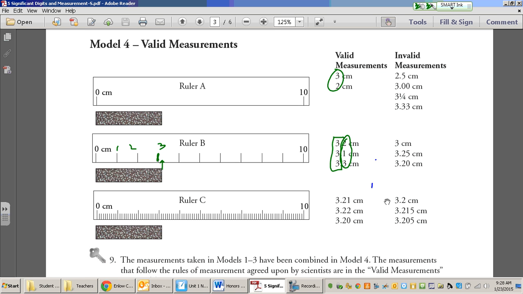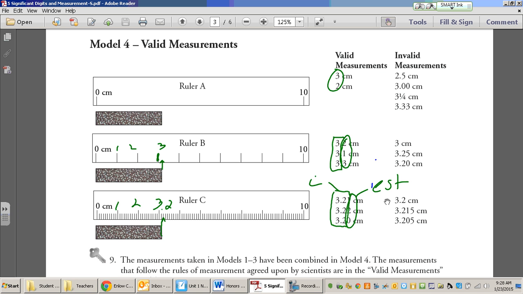And then ruler C, there's lots and lots of little markings. So which ones are for certain? Here. The 3s and the 2s, right? So the 3.2 is certain on all of theirs because they could see right there, there's 1, 2, 3, and then 0.2, and then between the 0.2 and 0.3 mark, they were estimating. So these ones in the back here, the 1, the 2, and the 0, are all estimated. The ones in the front are certain. So you kind of see how it works. You get more sig figs as you get more graduations, and you get more accurate. So that's not too bad.